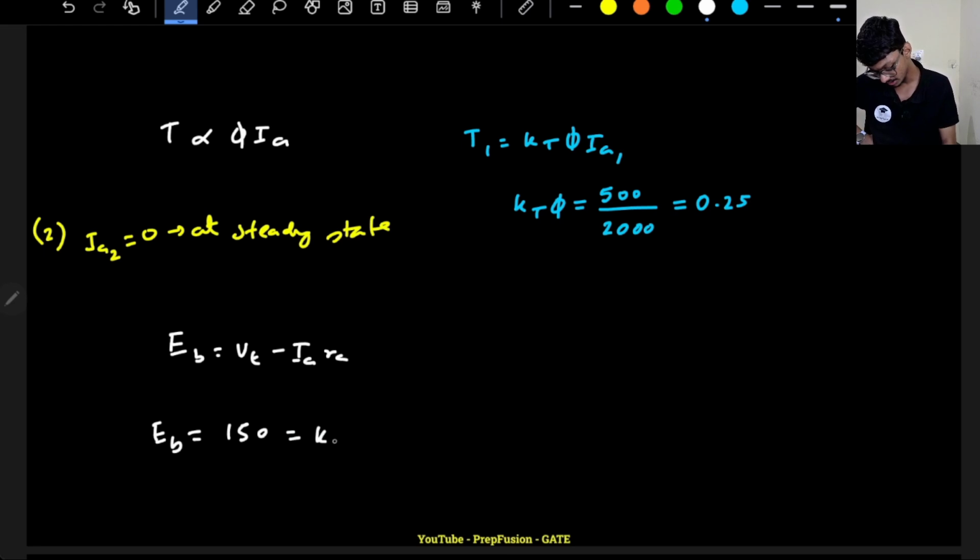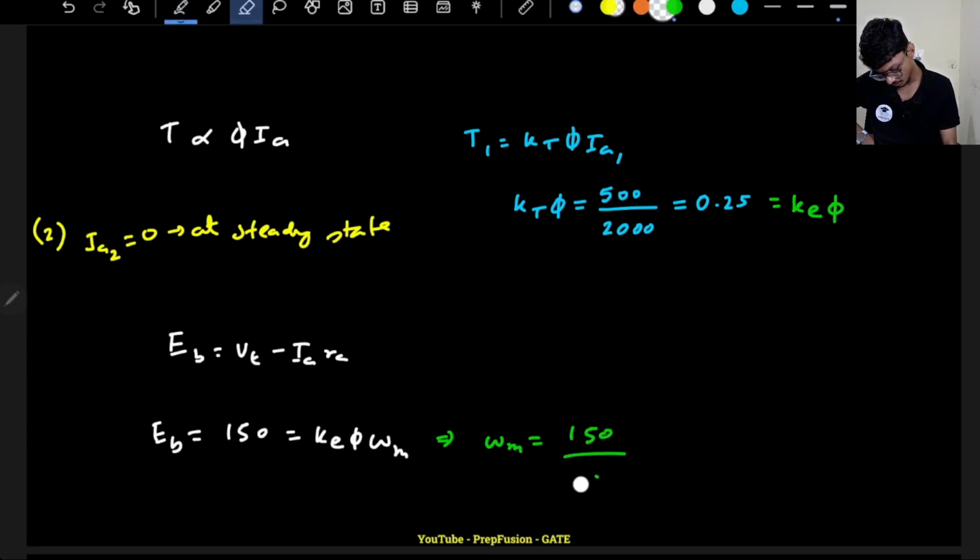So this will be equal to Ke into phi into omega m. I know Kt into phi will be equal to Ke into phi. So from here I can directly say that omega m will be equal to 150 divided by 0.25, that is 600 radian per second.